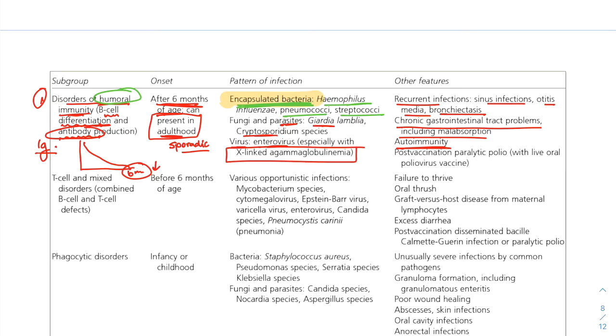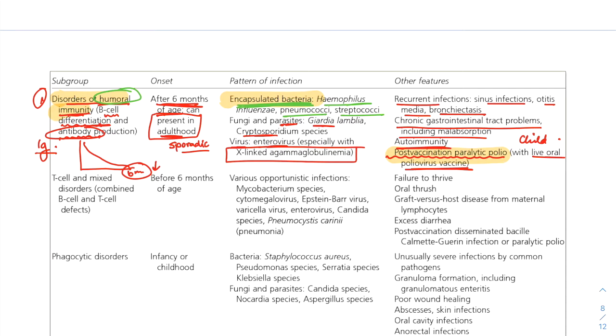There's another entity called post-vaccination paralytic polio, which is common in patients with disorders of humoral immunity. Children who are given a live polio virus vaccine have a tendency to develop post-vaccination paralytic polio because of defective B cell differentiation and antibody production. They will not develop an active immune response to the oral polio vaccine, but will rather develop the paralytic disease.